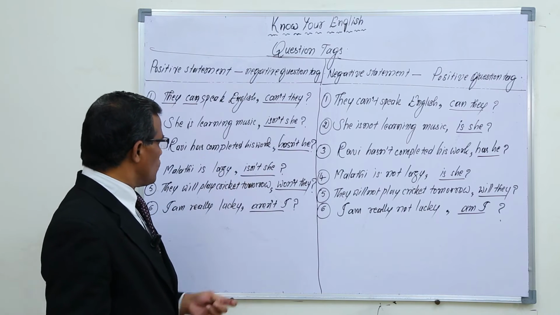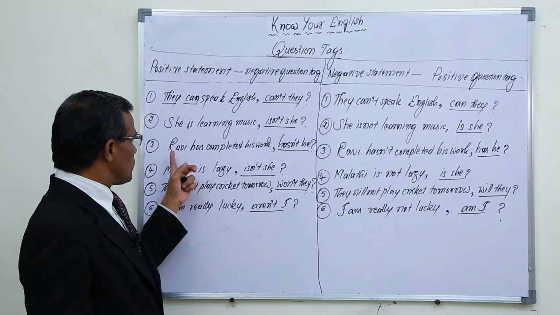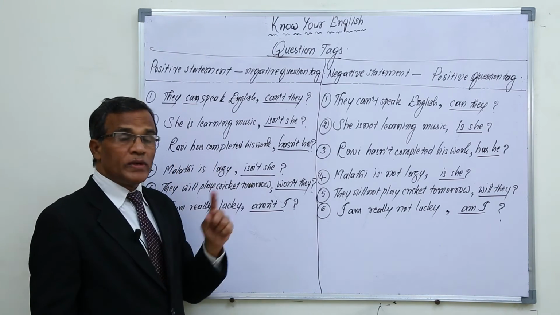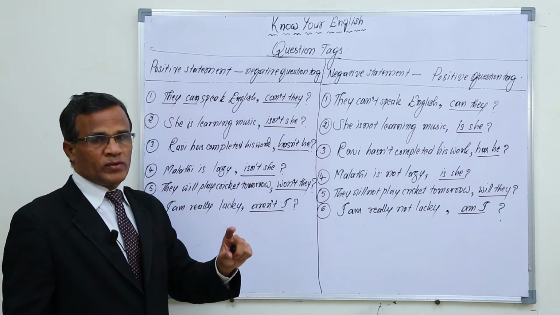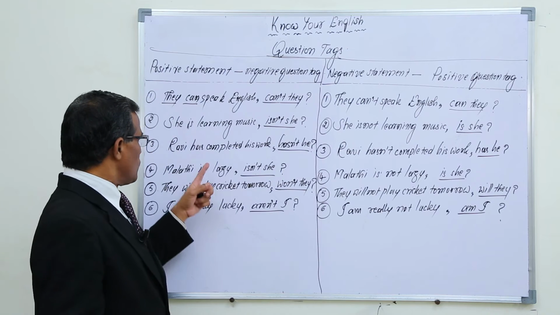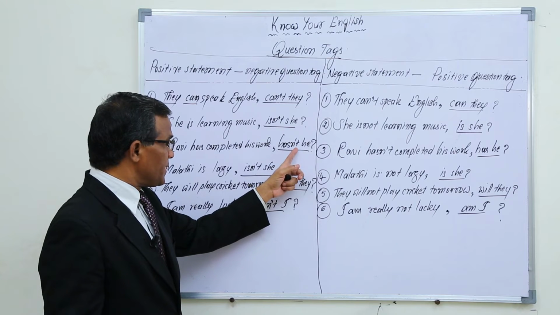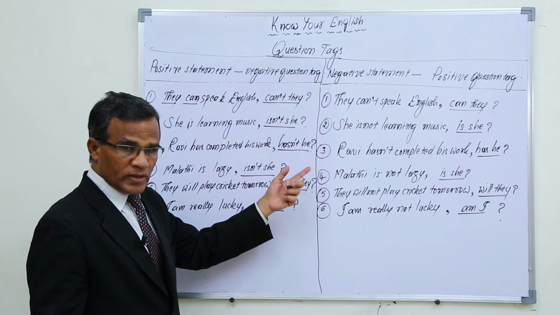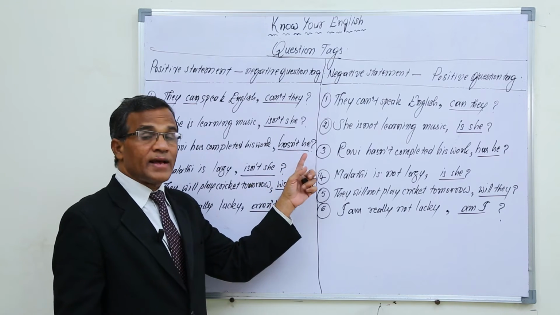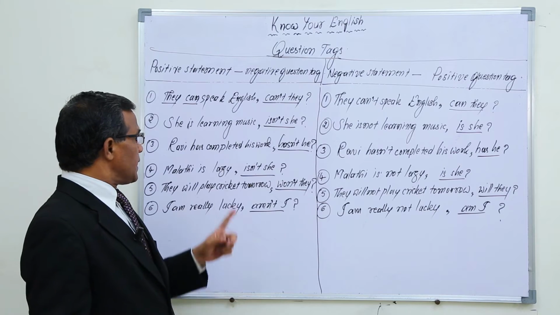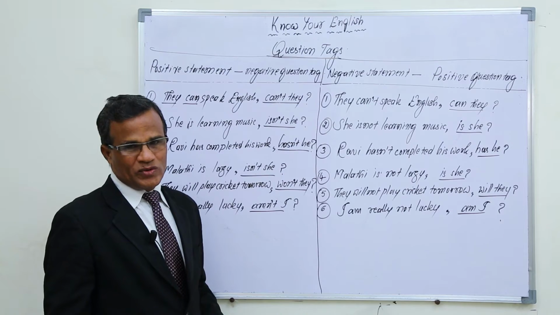Ravi has completed his work. Really it should be has Ravi. But when nouns are there, we can never use the same noun in the tag. Instead of that, we have to use the corresponding pronoun. So we cannot say hasn't Ravi. We have to use a negative question tag, hasn't. But instead of Ravi, what do we have to use? Since Ravi is male, we use the male pronoun: hasn't he.